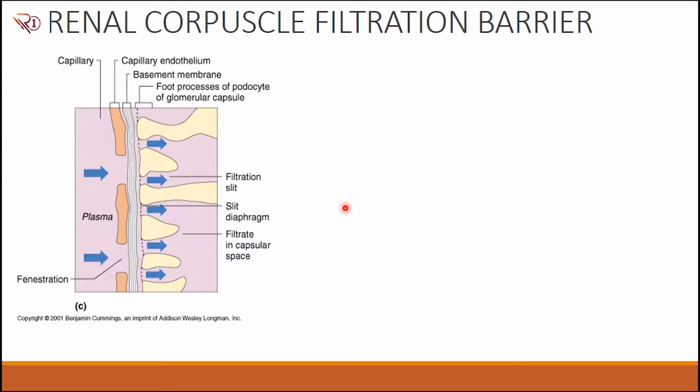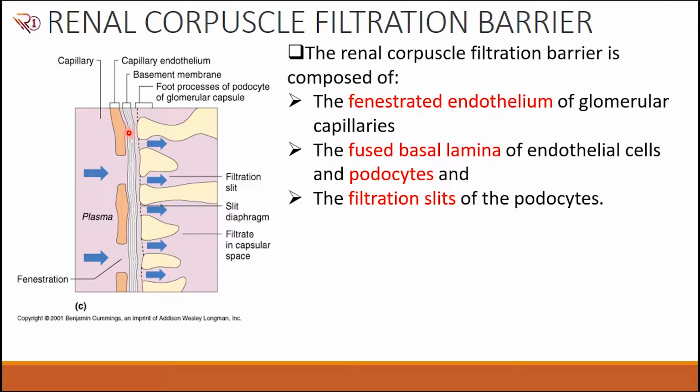So let's take a look at the filtration barrier, because having a firm understanding of it also helps in disease processes. So this is just the capillary system, and then this is our barrier. So what do we have here? We have the fenestrated endothelium of the glomerular capillaries, which is about 70 to 100 nanometers. Then we have the fused basal lamina of endothelial cells and podocytes. Then we have the filtration slit.